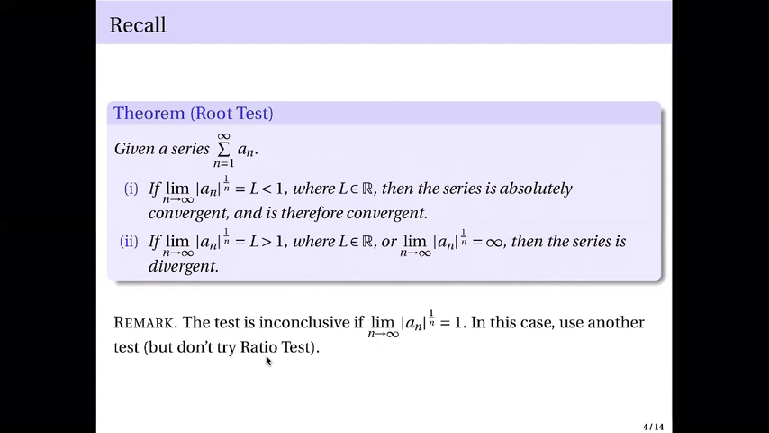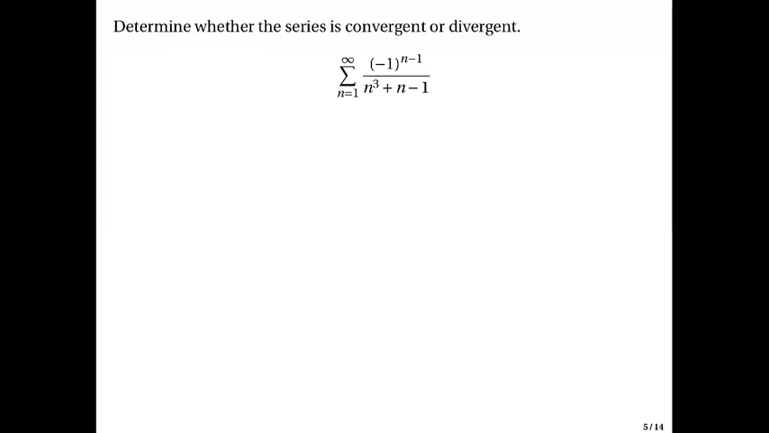So now let us proceed with our examples. Our goal is to determine whether the given series is convergent or divergent. And if it is convergent, we will determine whether the convergence is absolutely or conditionally. So let's start. So we have the series -1 raised to n minus 1 all over n cubed plus n minus 1.